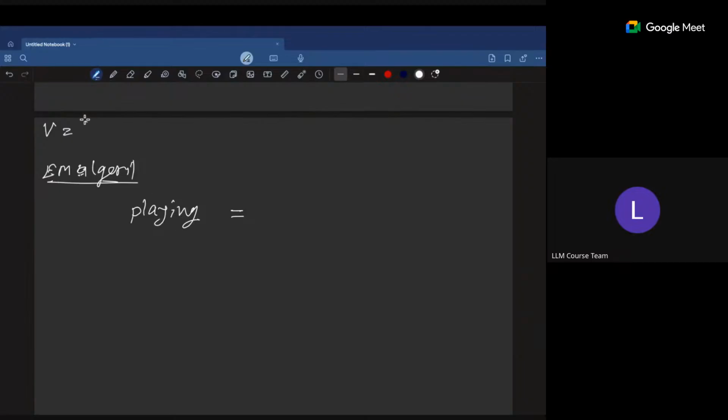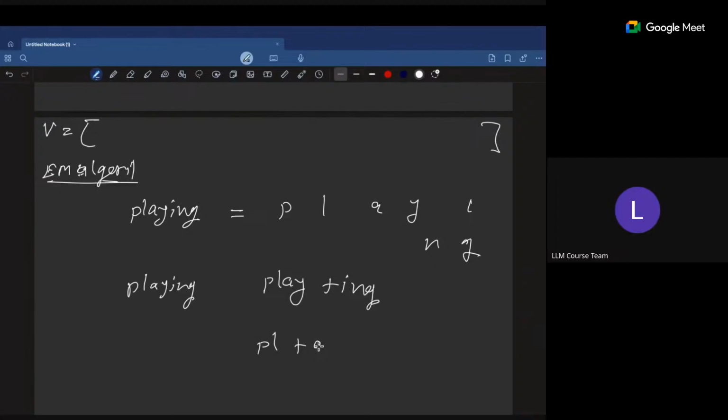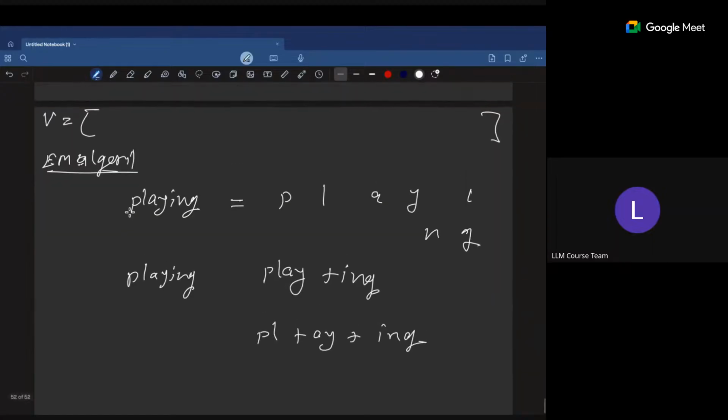From the initial vocabulary, we'll look at any possible split. Let's say it has P, L, A, Y, I, N, G. It has play plus ing. It may be PL plus AY plus ing. So all the possible splits for playing. We look at which one has the highest score. Okay, and how do we define the scores? The score is the log likelihood.